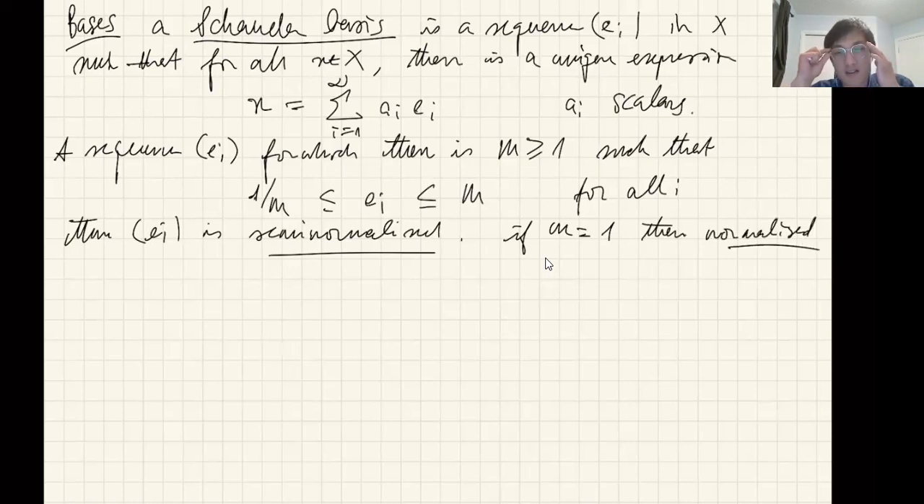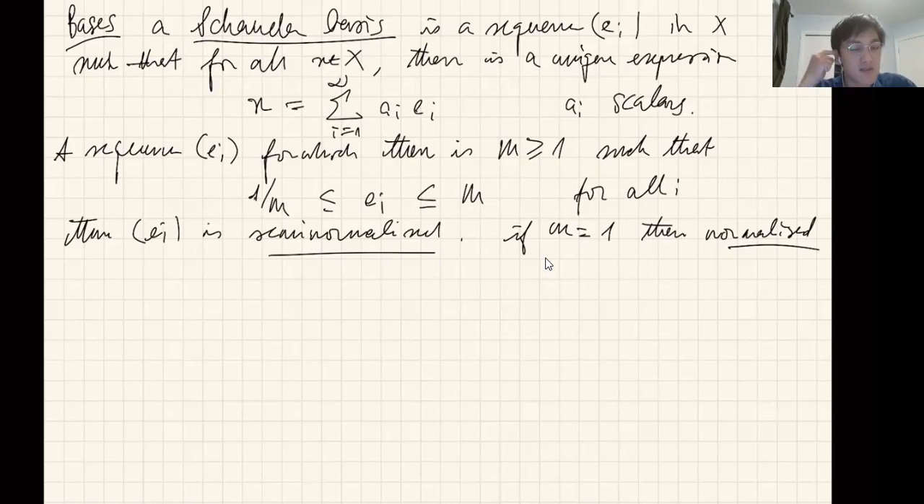In linear algebra, I'm sure that you've talked a lot about orthonormal bases, and the normal means length 1. So we want length 1 vectors as well, and that's a normalized basis. That means you set m on both sides to 1, and so all the e_i have length 1. Sometimes we'll have normalized bases for the rest of the video. Sometimes we'll only have semi-normalized ones, but we find that both of these types of bases are pretty well behaved.